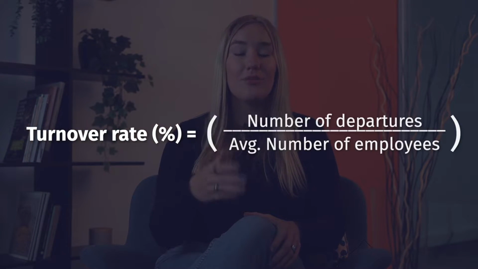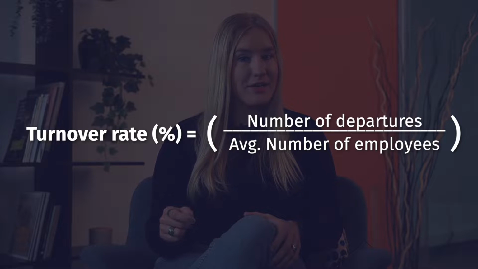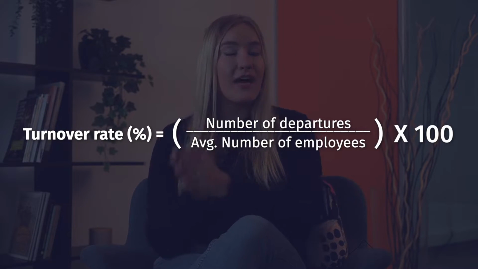Now, get out your calculator. First, you'll want to divide the number of employee separations by the average number of employees during that time period. Then multiply by 100 to get your percentage. Sounds pretty simple, right? Well, there's one other key consideration.